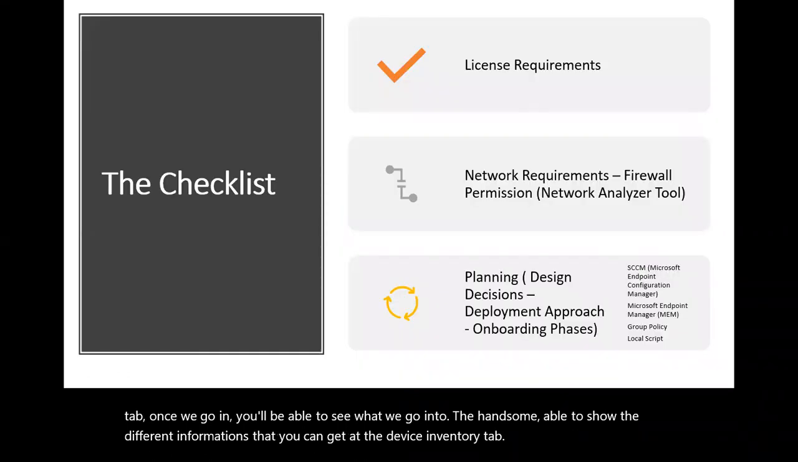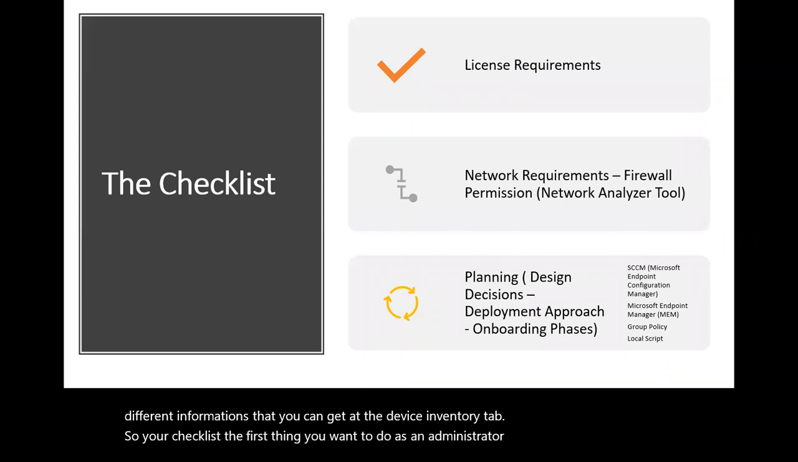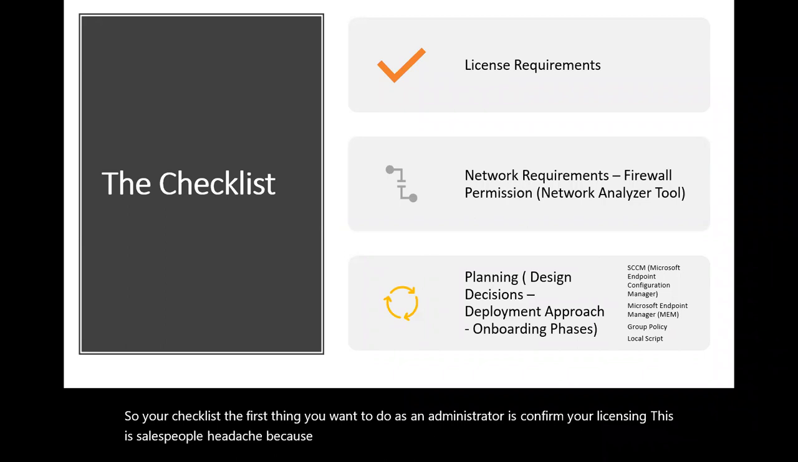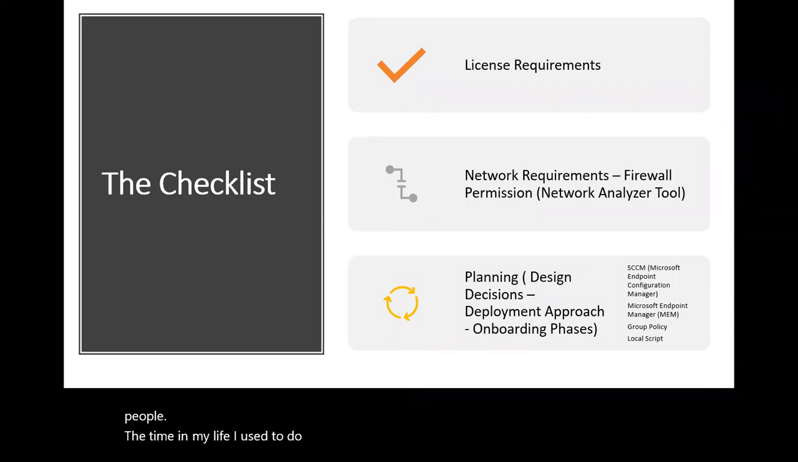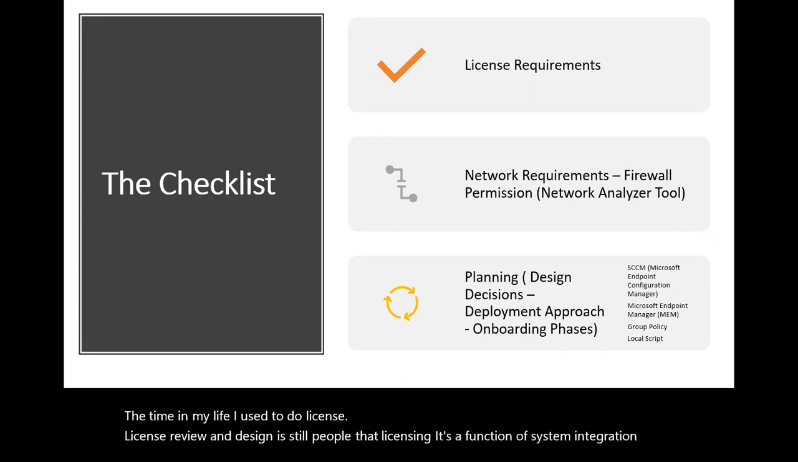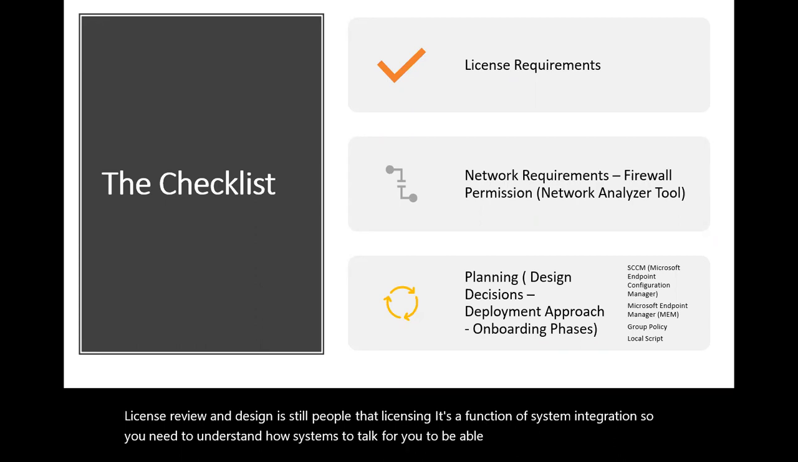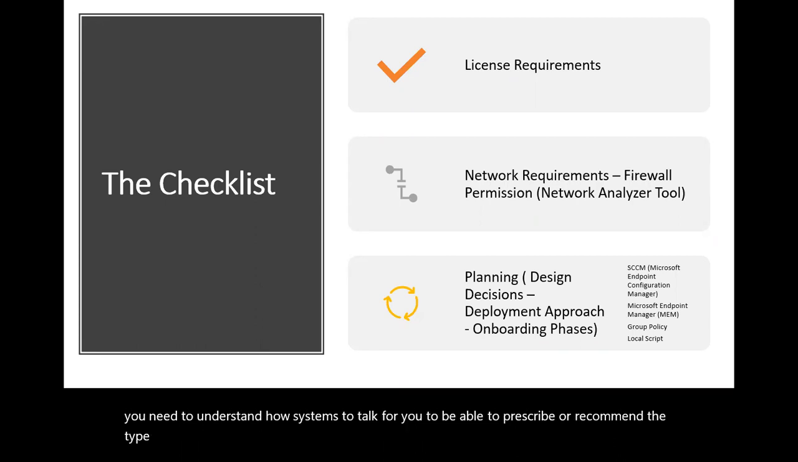So your checklist, the first thing you want to do as an administrator is confirm your licensing. This is salespeople's headache because licensing requirements vary. There was a time in my life I used to do license review and design. I used to tell people that licensing is a function of system integration. So you need to understand how systems talk for you to be able to prescribe or recommend the type of licensing. It's a full-blown course to understand Microsoft licensing so that you advise people right.